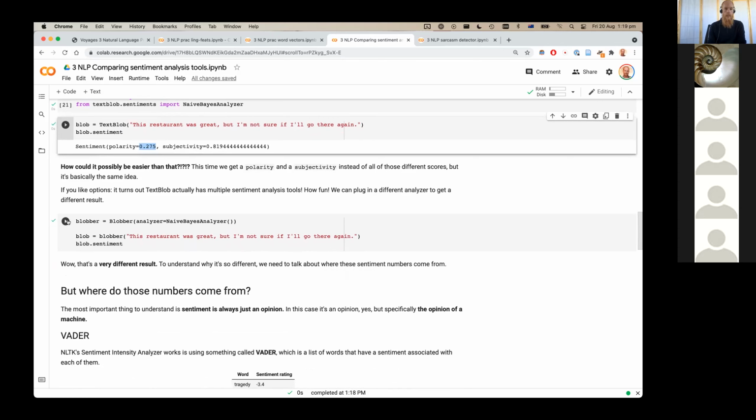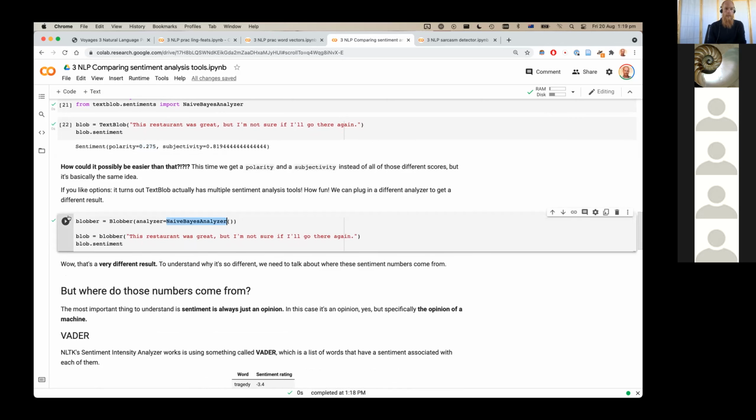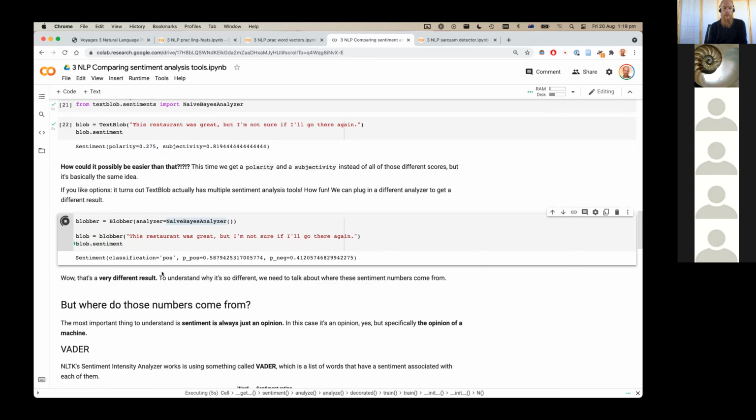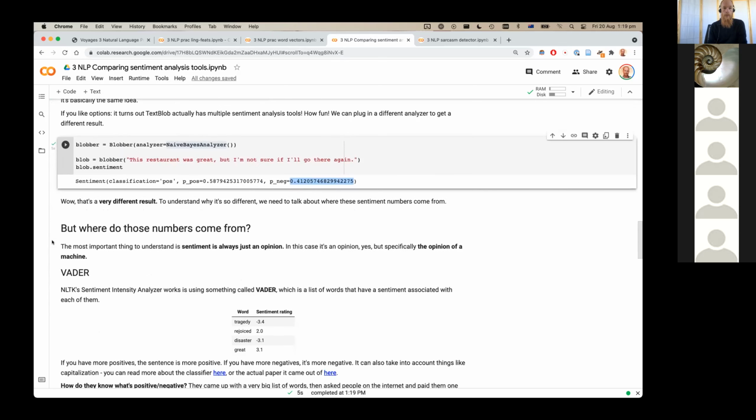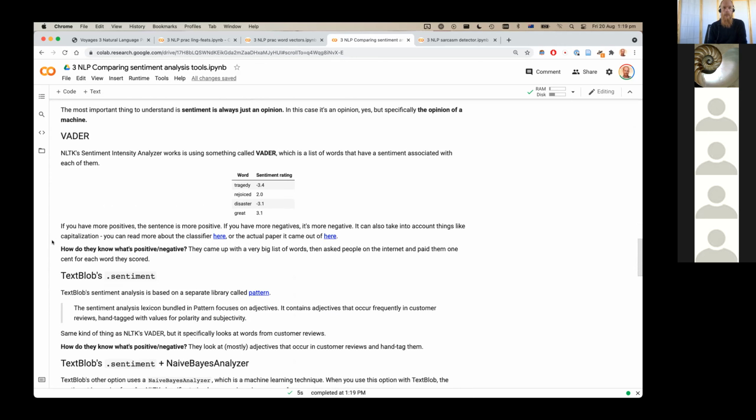We can try another analyzer. So we can specify a particular analyzer and run it again. And so now we can see we have a separated positivity and separated negativity. So the different analyzers, the different models, will give us different format values. This is important to know when we're using these in other tool chains.